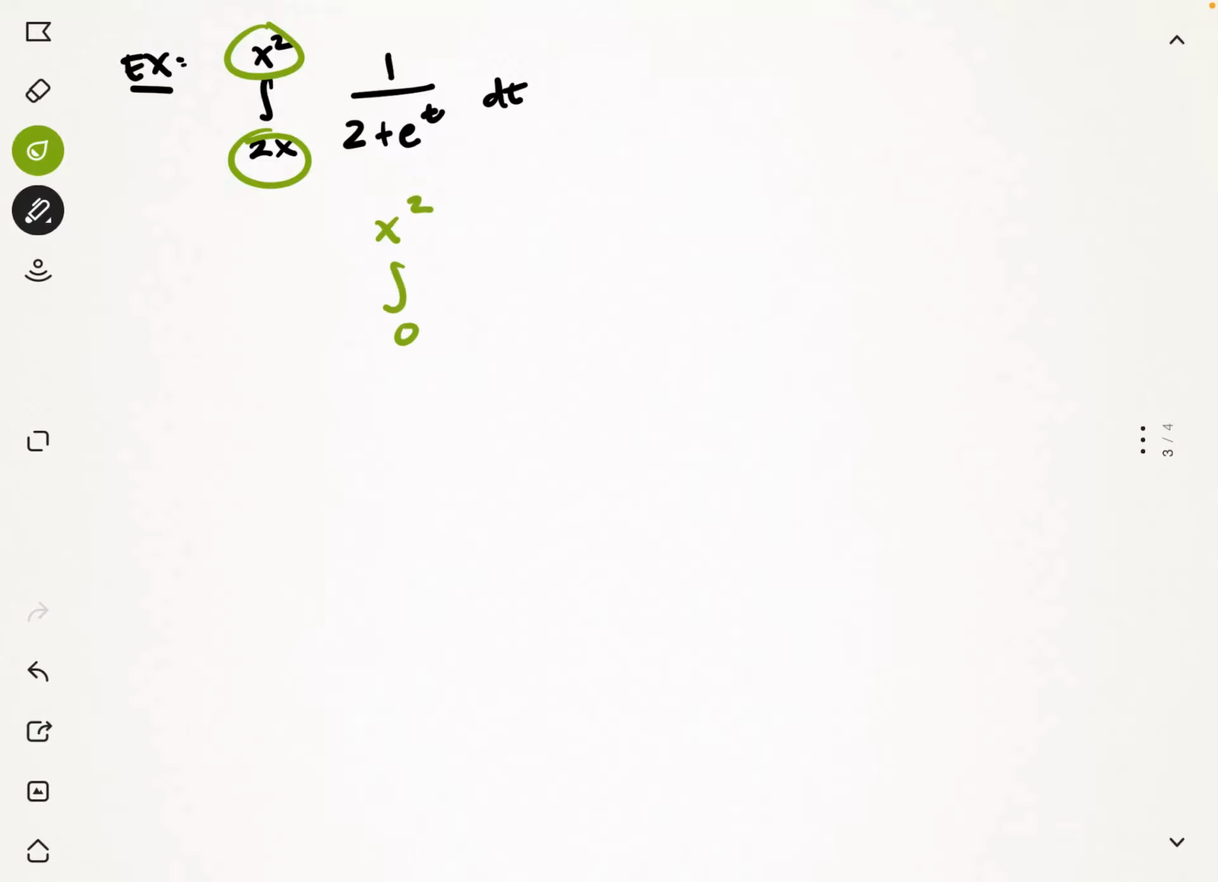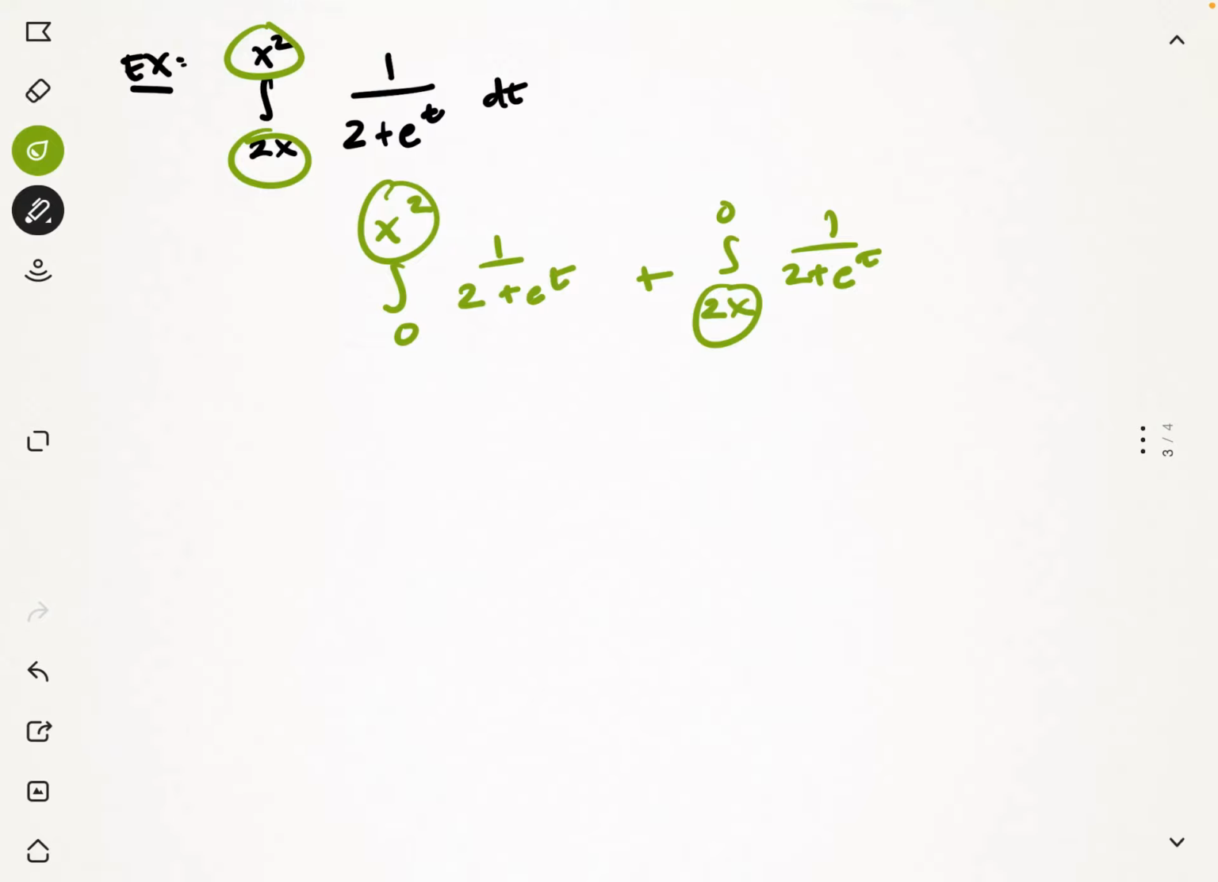0 to x squared. And then let's go from 2x to 0. So we're just splitting up this integral into two parts. Now notice that the 2x still is on the bottom and the x squared is still on the top, and we're just saying that whatever 2x is, it goes to 0, and then it starts back up from 0 to x squared.